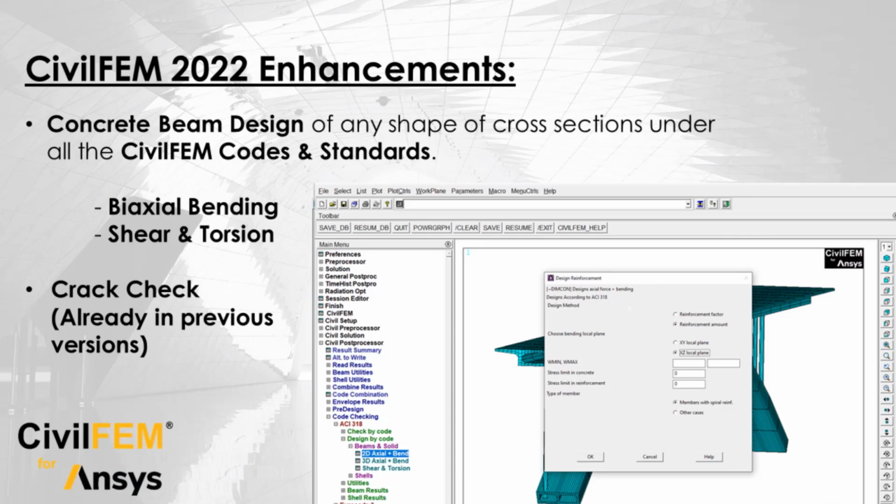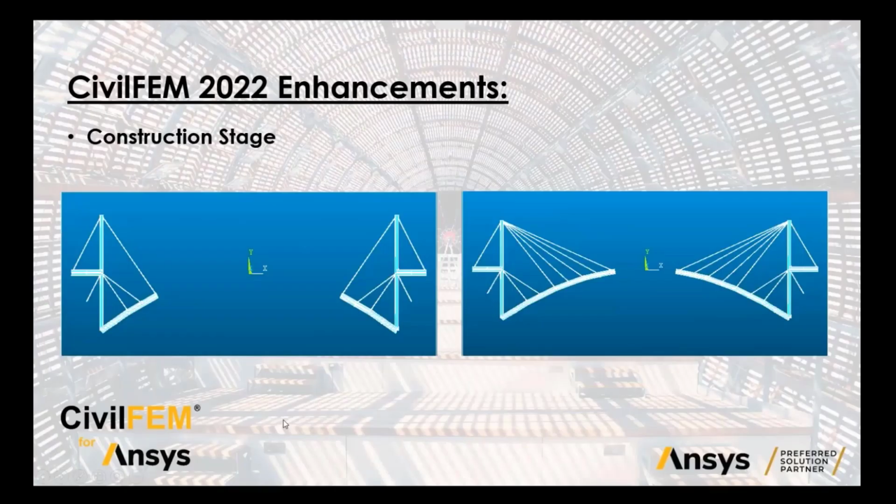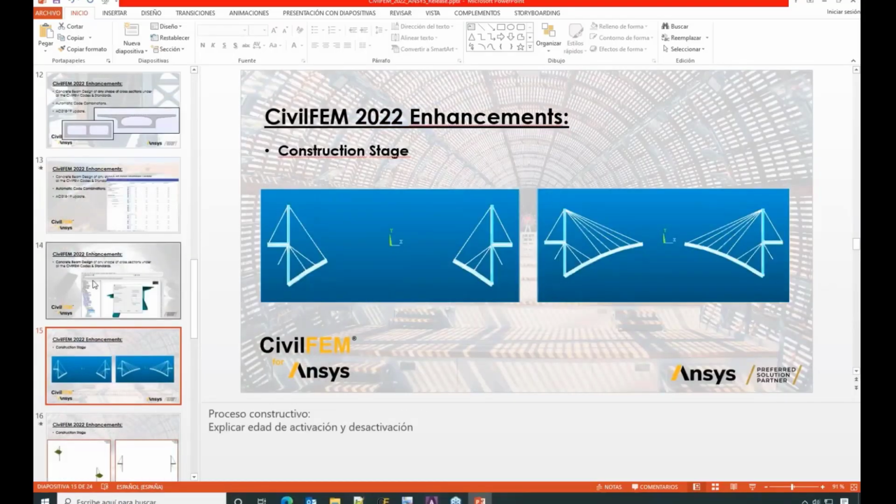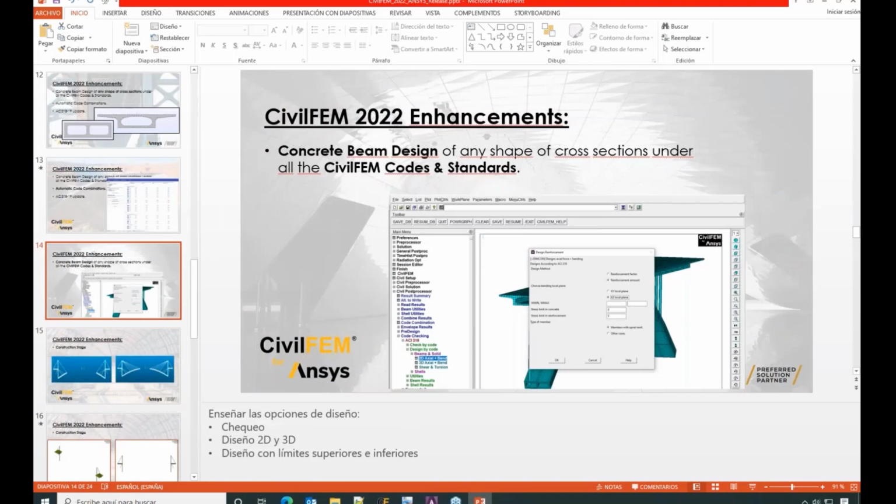In this case, for code checking and design, we have both options, checking and design. You have access through the menu here at the post-processing. You will have here the active code for concrete, and you can check or design. For checking, CivilFEM analyzes the reinforcement amount you have and gives you a safety factor, whether it is okay or not okay. For design, CivilFEM calculates the reinforcement amount.